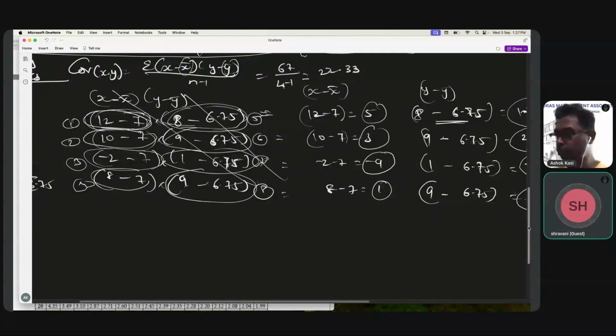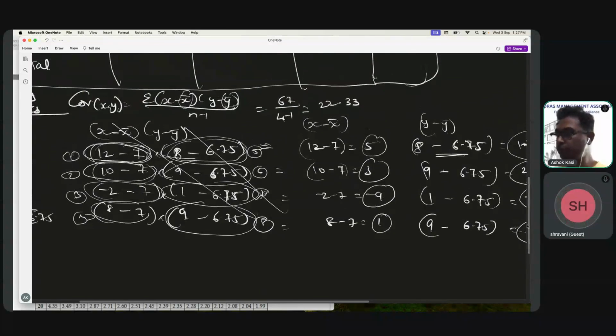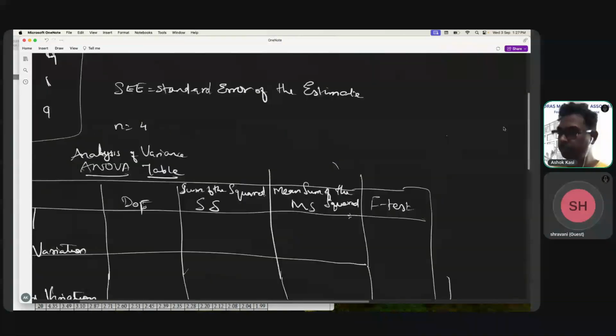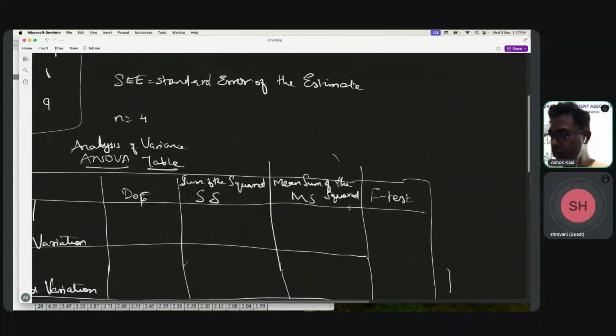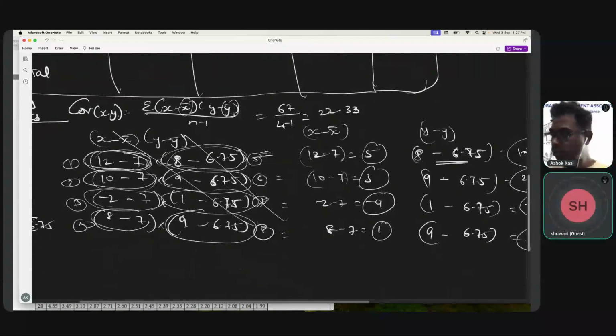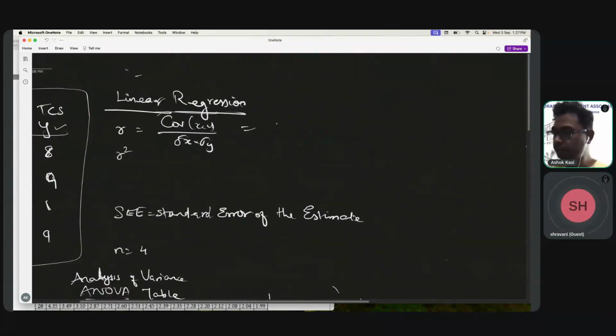That means there is positive correlation. They both are moving in the same direction. That much you can say. Okay. So 22.33.